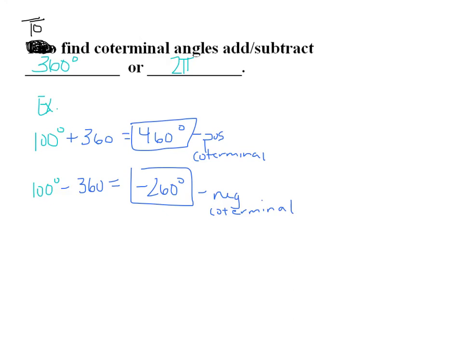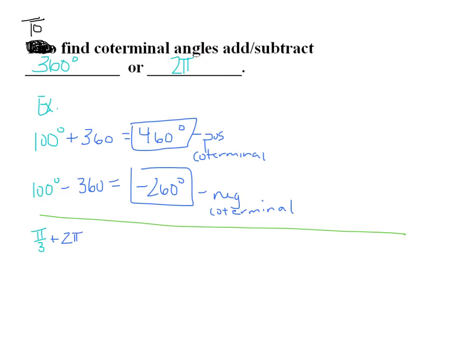Where it gets a little bit more difficult is when we're working in radians. So let's take a look at that. Let's say my original angle is pi over 3. So I'm given pi over 3 radians, and I'm asked to find one positive and one negative coterminal angle. So this time I'm going to add 2 pi. I'm going to take pi over 3 and add 2 pi.